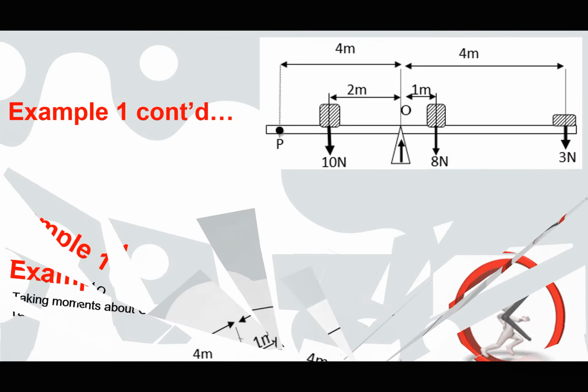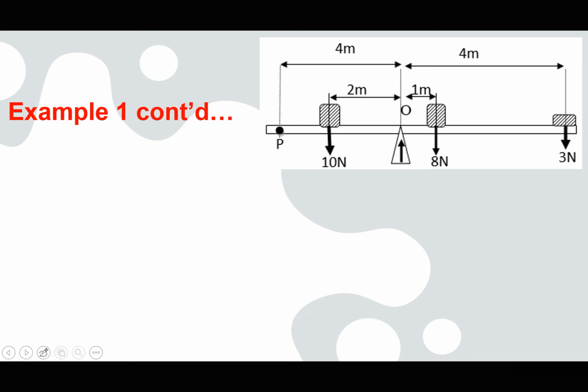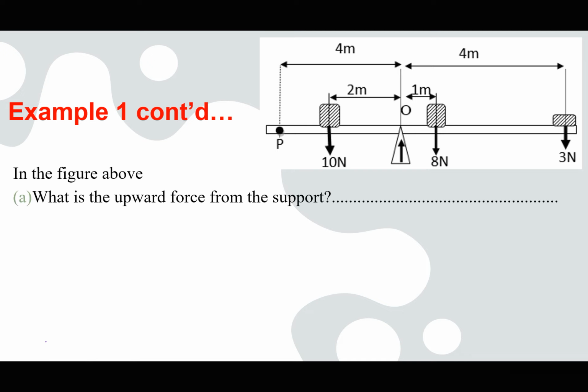Okay, example one is still continued. In the figure above, what is the upward force from the support? So that one I've already mentioned is going to be 10 plus 8 plus 3, which is equal to 21 newtons. And of course, this acts upwards.